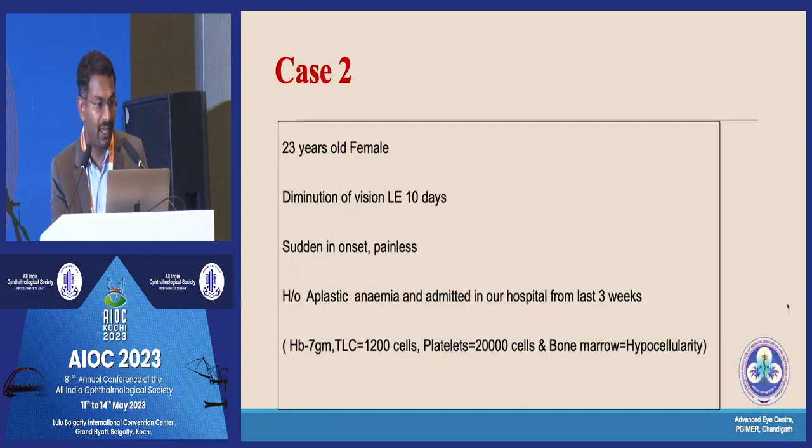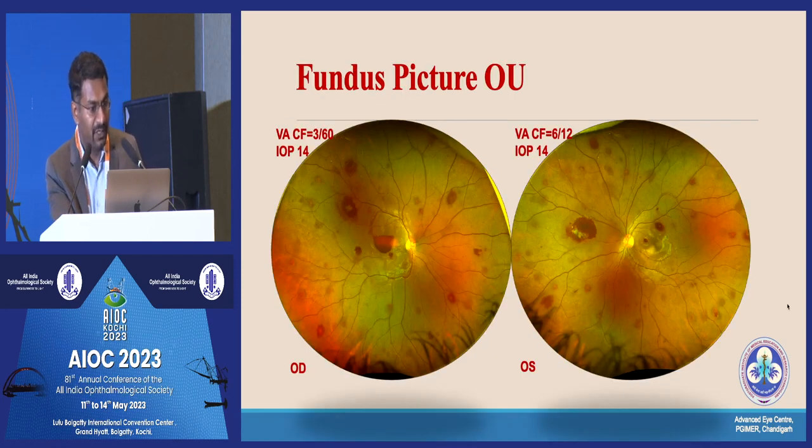So in my second case, a 23-year-old female with diminution of vision for the last 10 days, sudden in onset and painless. She was diagnosed with aplastic anemia and admitted in our medical department for about the last 3 weeks, and then she complained of diminution of vision for the last 10 days. At presentation, her visual acuity was 3 by 60 in the right eye and 6 by 12 in the left eye.